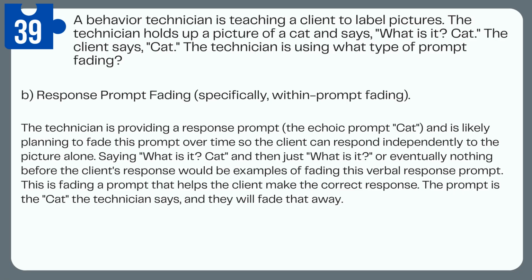Answer: B. Response prompt fading, specifically within prompt fading. The technician is providing a response prompt, the echoic prompt, "CAT," and is likely planning to fade this prompt over time, so the client can respond independently to the picture alone, saying, "What is it?" CAT, and then just, "What is it?" Or eventually nothing before the client's response would be examples of fading this verbal response prompt. This is fading a prompt that helps the client make the correct response. The prompt is the CAT, the technician says, and they will fade that away.